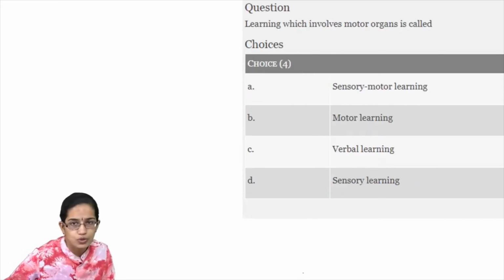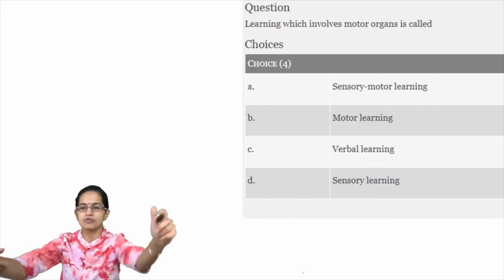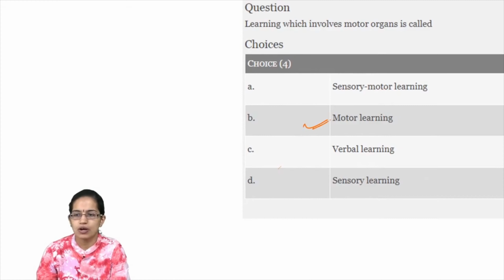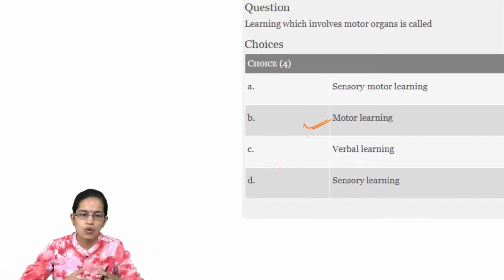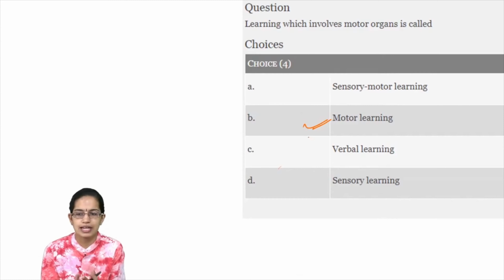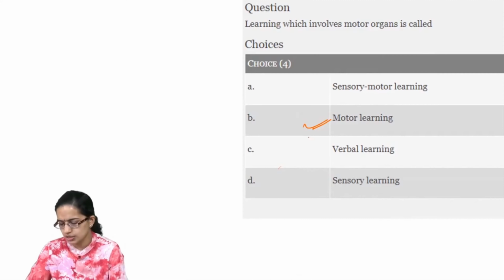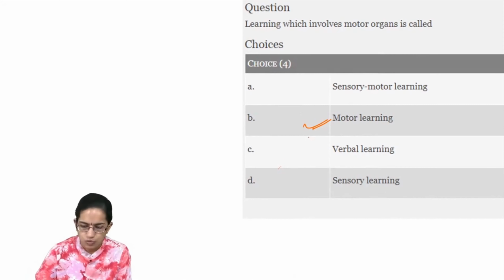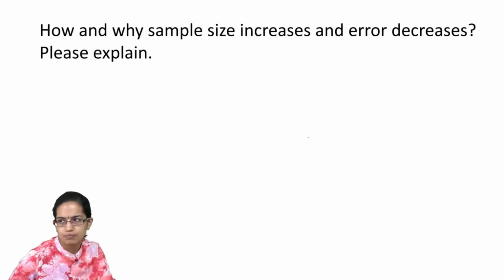Learning which involves motor organs, that is bodily movements, we call motor learning. When it involves sense organs, we call it sensory learning. When it involves both, we call it sensory motor learning. And when it involves verbal words, we call it verbal learning. So, a very, very simple question.